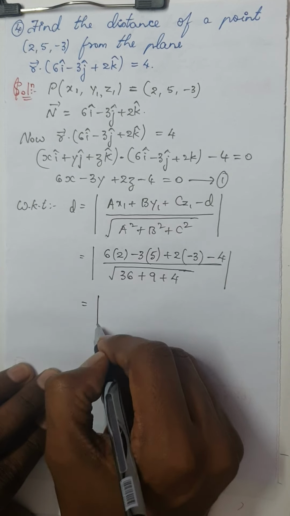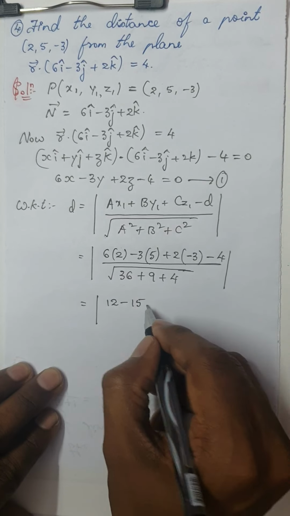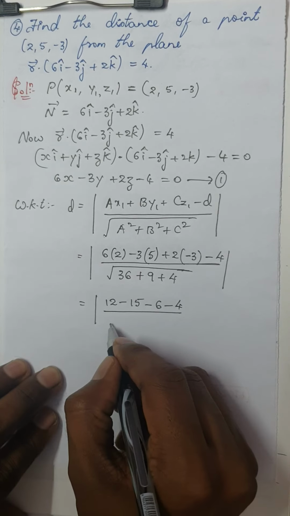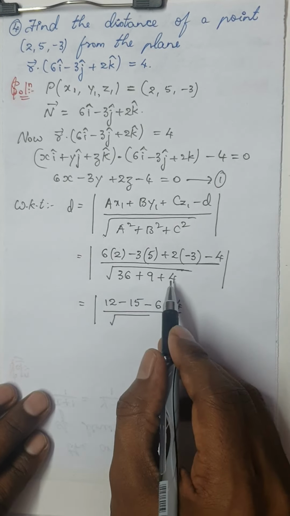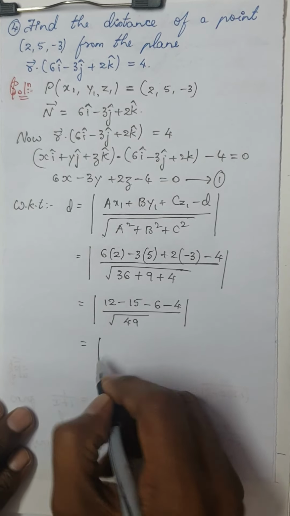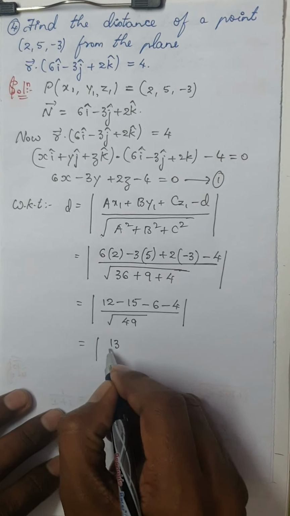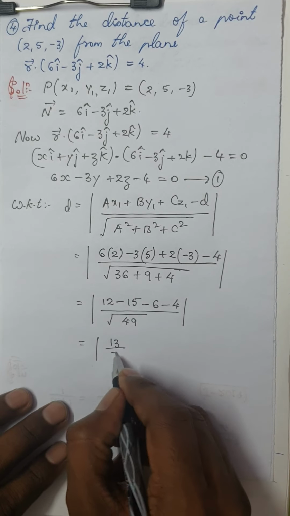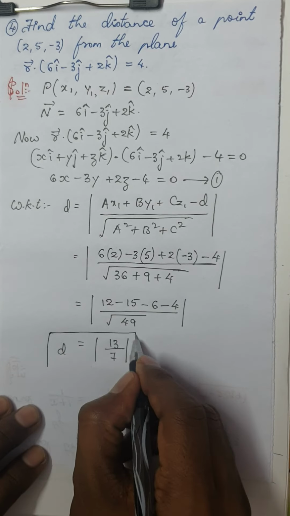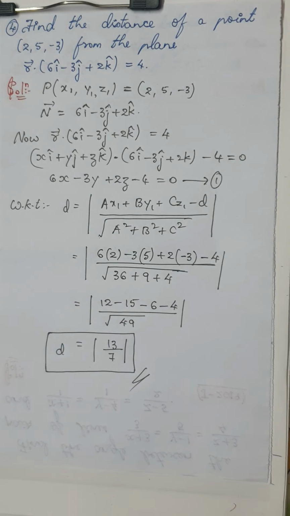So this is nothing but 6 2s are 12, minus 3 5s are 15, minus 2 3s are 6, minus 4, divided by root, you can check it, 36 plus 4 is 40, this is nothing but 49. And if you use your calculator and solve this, you will get 13 divided by root 49, and we know root 49 is nothing but 7, isn't it? So that would be my required answer. The distance between the given point and the plane is 13 divided by 7.